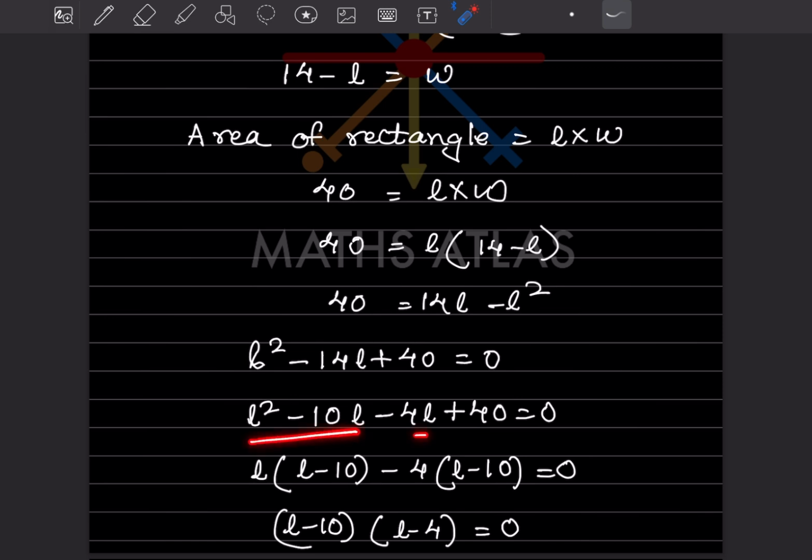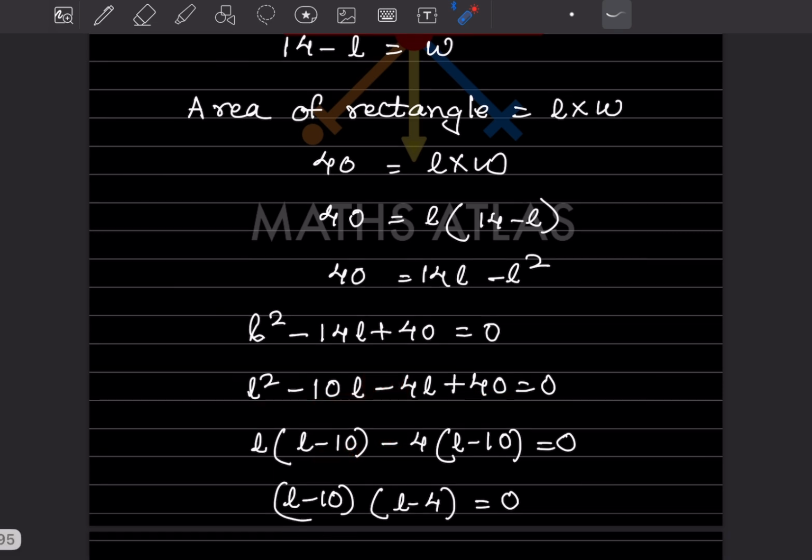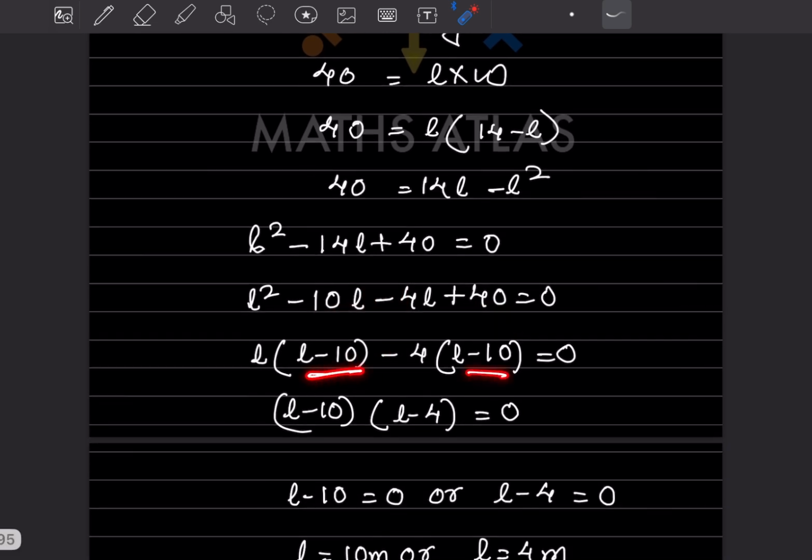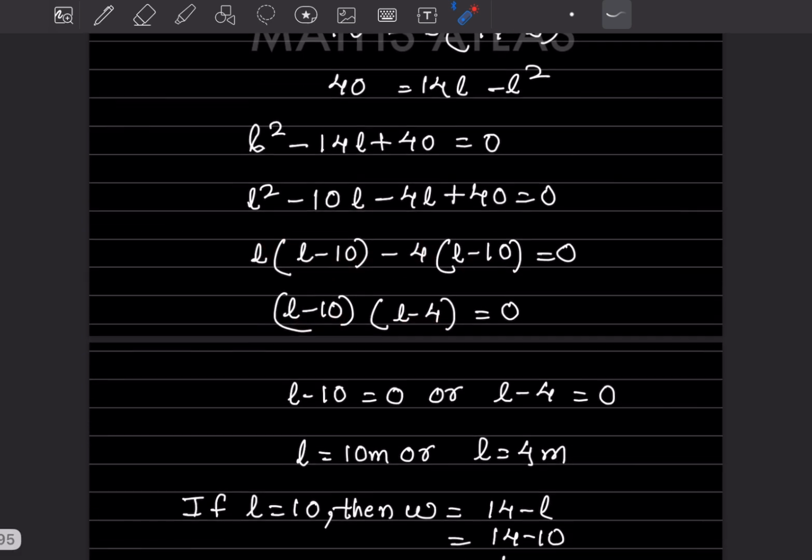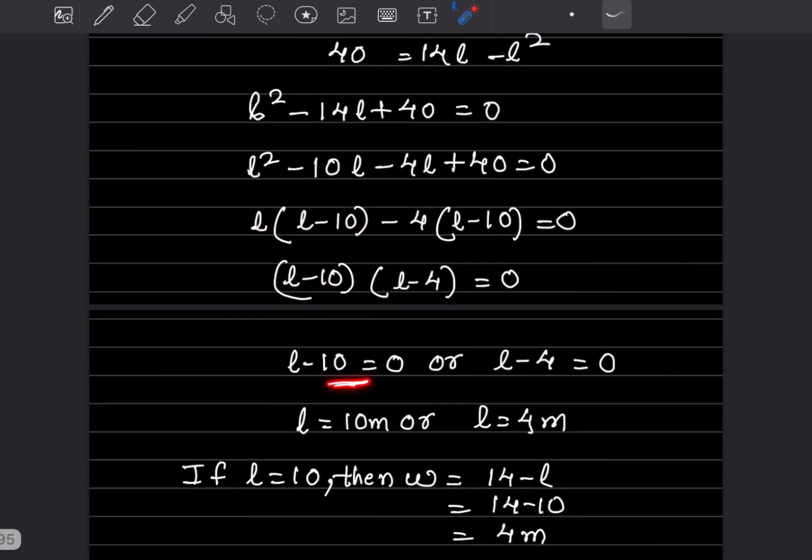So from this one we can group it, so that will be L into (L minus 10), this sign as it is. From this one 4 should be common, (L minus 10). Both the brackets are the same, so it should be written once. Then the other bracket is equal to 0. So this should be equal to 0, or this should be equal to 0. If you take here, L is equal to 10. And here, this is going to be 4.